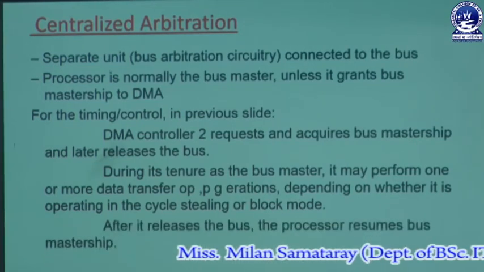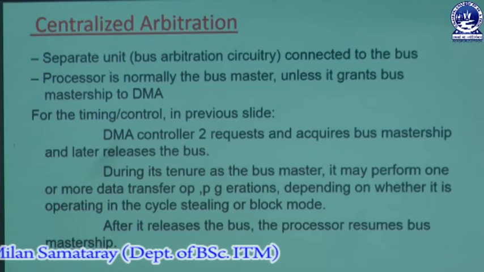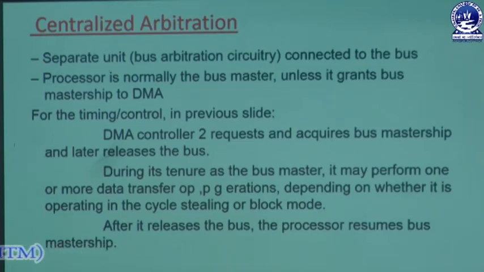The next one is, after it releases the bus, the processor resumes bus mastership. So after the release of the bus from that DMA controller 2, as I have discussed that there are two controllers, 1 and 2, the processor can now get the authorization of that bus and it takes control of the bus. It holds the bus until it gets a bus request from any other DMA controllers.